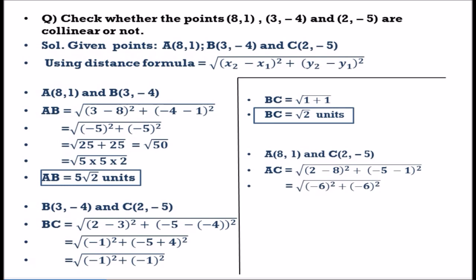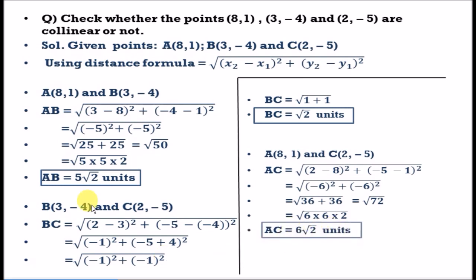2 minus 8, 8 being the bigger number, minus sign will carry on. 8 minus 2 will be 6, minus 6 whole square, plus -5 minus 1, the sign will remain minus. 5 plus 1 will be 6. So minus 6 whole square plus minus 6 whole square. So minus into minus is plus, 6 6s are 36, plus 36. Adding up, we'll get root over 72. Now 72 can be expressed as 6 6s are 36, 36 2s are 72. So AC we will get as 6 root 2 units.